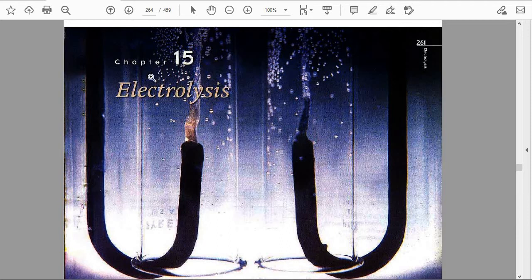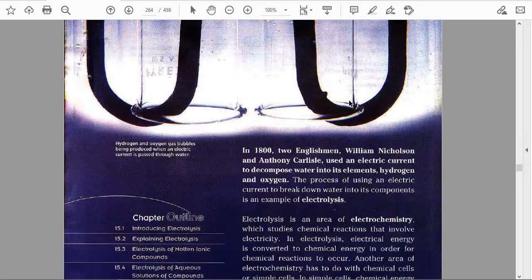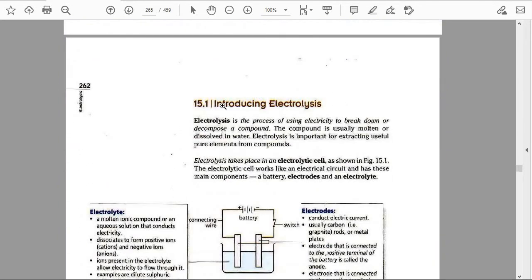So for chemistry class today, we will continue with a new chapter, electrolysis. Let's see what is going on in this chapter. For the first subtopic, introducing electrolysis. What is electrolysis? Electrolysis is a process of using electricity to break down or decompose a compound.